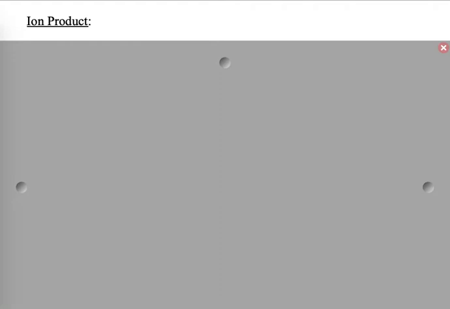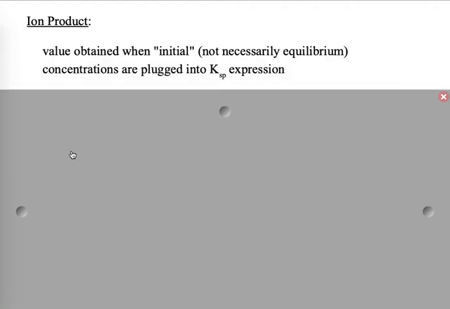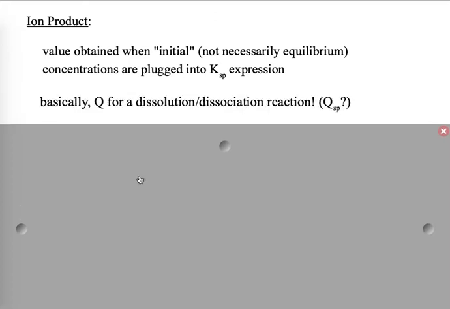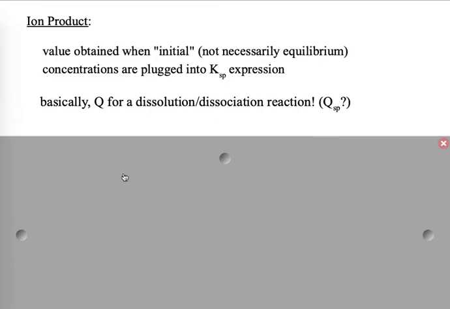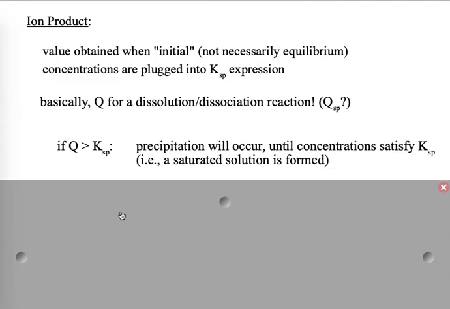So what we just calculated is actually called the ion product. It is the value that you obtain when the initial, i.e. not necessarily equilibrium, concentrations are plugged into the Ksp expression, and it is basically Q for this process. So if Q is greater than Ksp, that means the concentration of ions is too large to satisfy the equilibrium condition. That means we must reduce the concentration of cations and anions in solution.